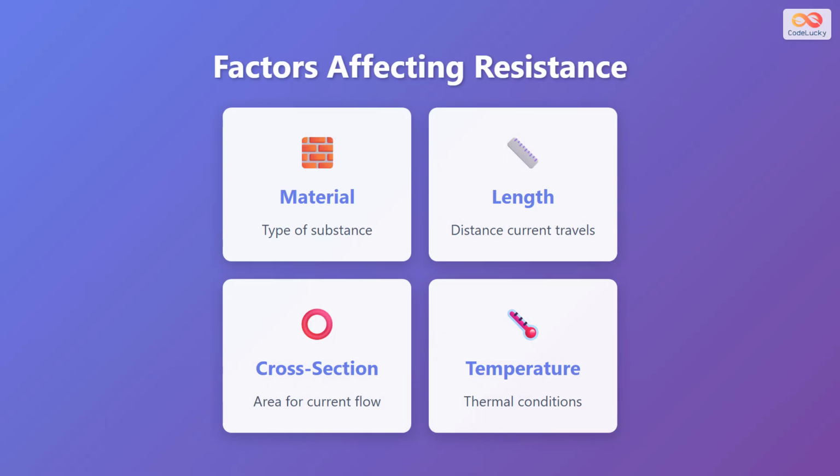Resistance isn't a fixed value. It depends on four main factors. First, the material itself matters. Different substances resist current differently. Second, the length of the conductor affects resistance. Third, the cross-sectional area or thickness plays a role. And fourth, temperature influences how much a material resists current. Let's explore each of these factors in detail.